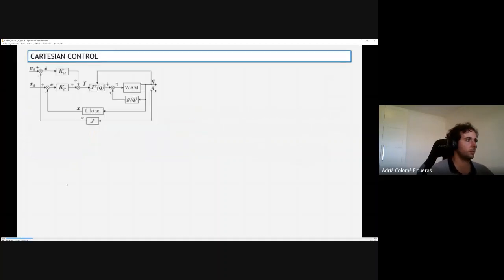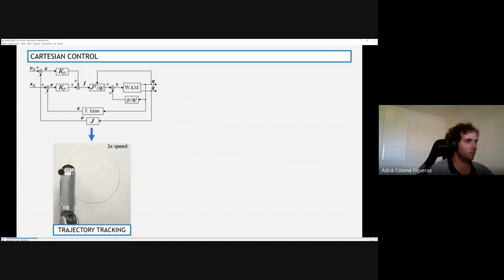So basically here is the control scheme that we used. A PD controller is sending a force requirement to the robot, and then this is multiplied by the Jacobian transpose and converted to a joint torque. Then we compensated just gravity in this case and sent the torque to the robot, and then we sent the feedback. So this was okay for tracking trajectories, for example.